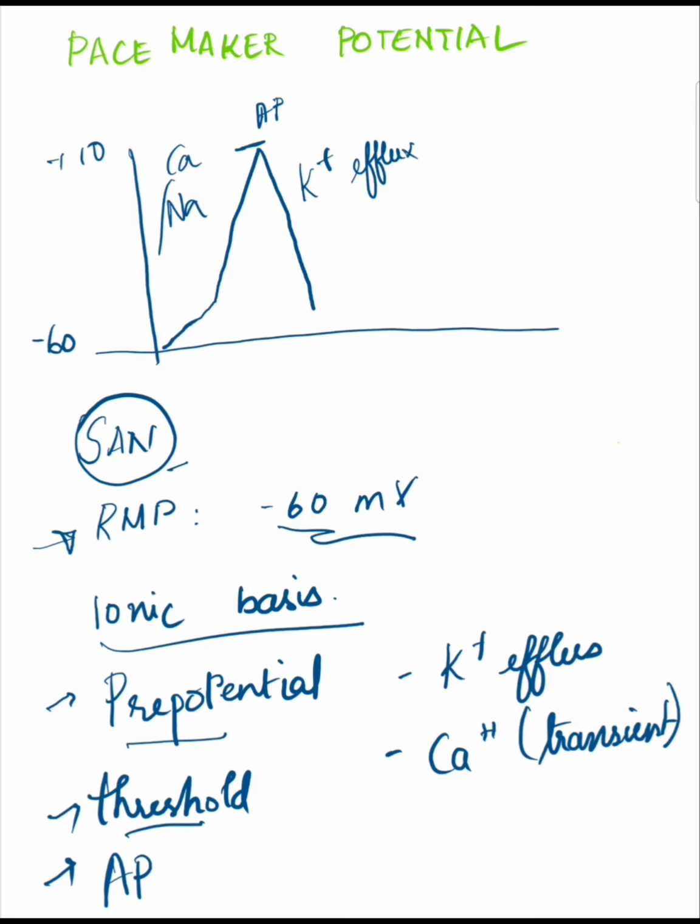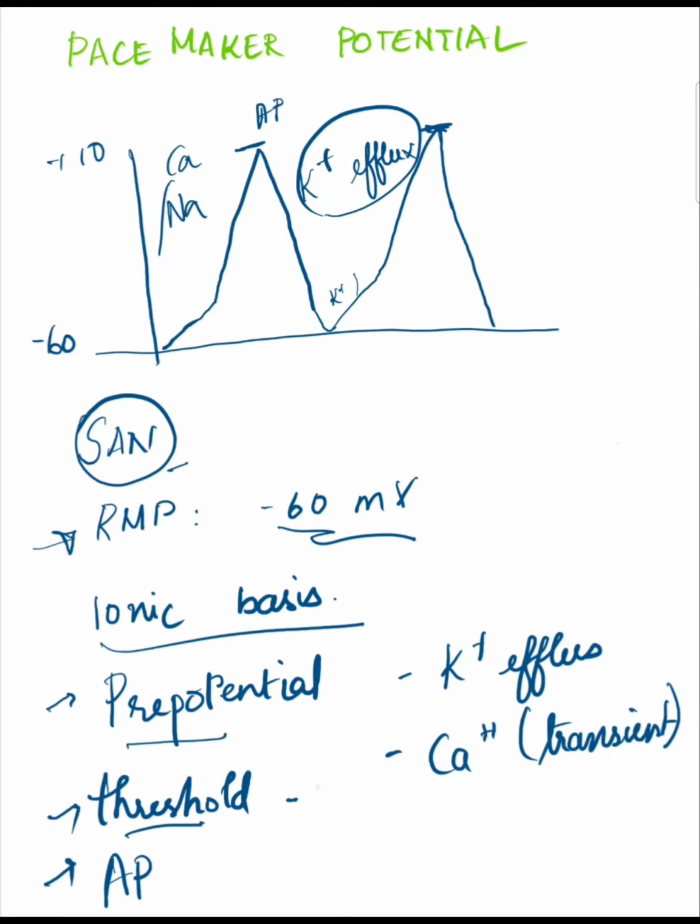I repeat, from the resting membrane potential till the threshold level, potassium efflux and transient calcium channels open up, and then the calcium channels open up along with the sodium channels and reach the action potential. From the action potential, the resting membrane potential is attained by potassium efflux again.